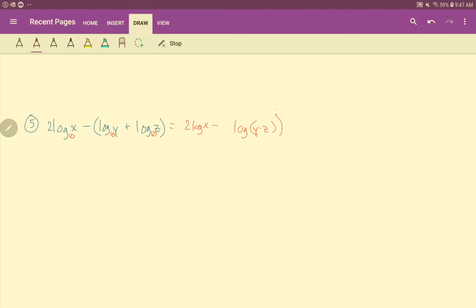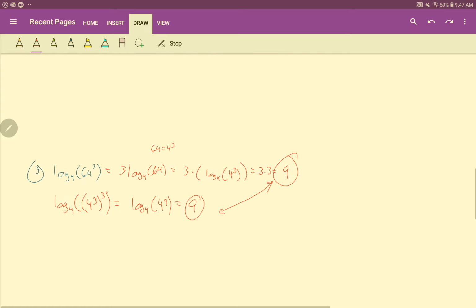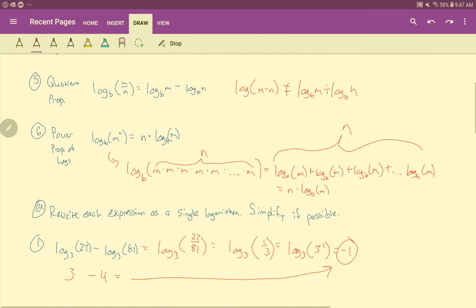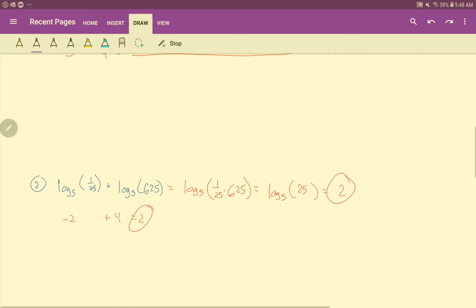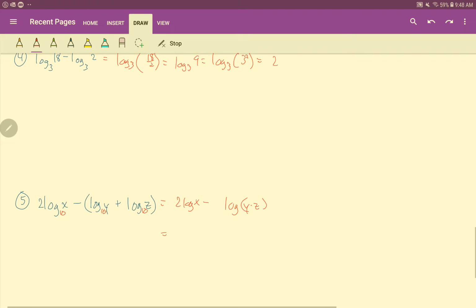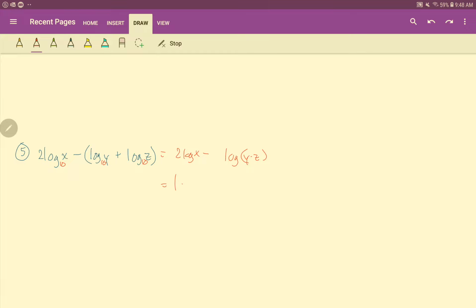Okay, now I can kind of drop these parentheses here. I'm going to subtract 2 logarithms. Subtraction becomes division. Ooh, but first I need to take care of this 2. So let's bring that 2 up as an exponent, right? It's kind of like the reverse of this property right here, where I have a number in front, so I can bring that up to be the exponent of the m, like you see right here. Okay, so this will become log of x squared minus log of y times z.